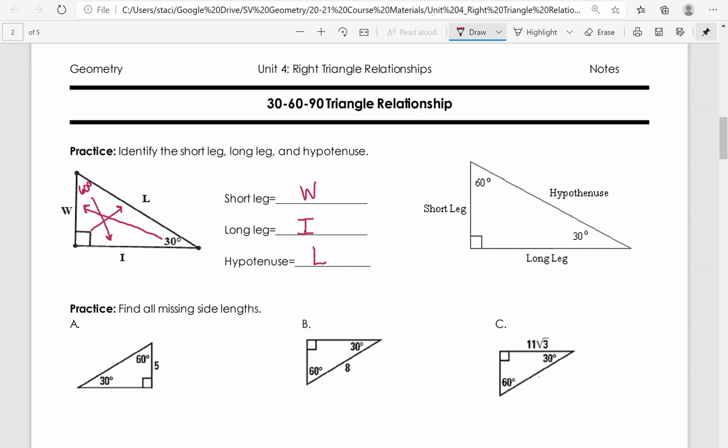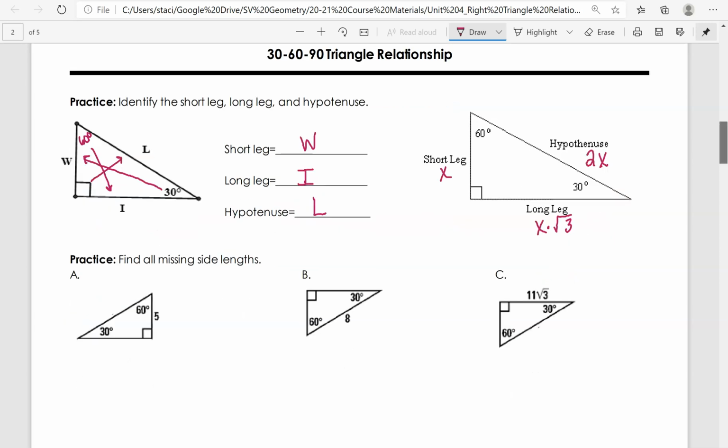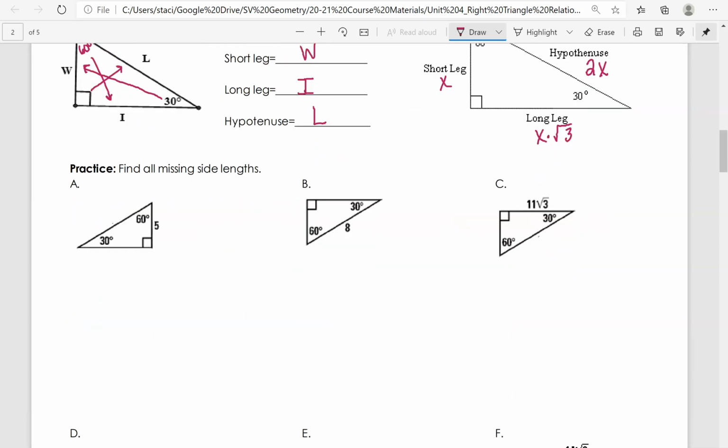So we learned in our exploration that if we know the short leg, we can find the longer leg and the hypotenuse. So what we're going to do is let the short leg be defined as x, and our longer leg is found by taking the short leg times square root 3, so x times root 3. And then our hypotenuse is found by doubling the short leg, so our hypotenuse is 2x. So let's look at some examples that follow that pattern really nicely, and then we're going to look at some that require a little bit of algebraic manipulation.